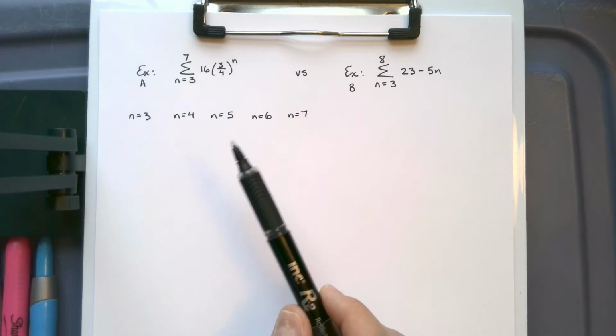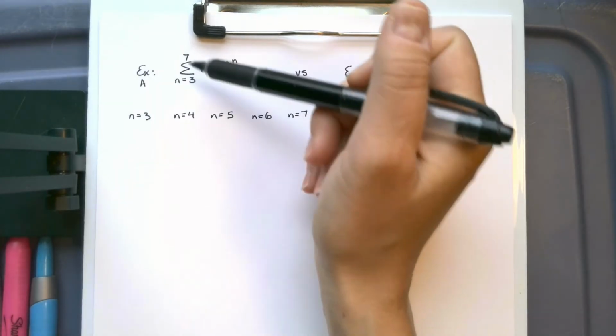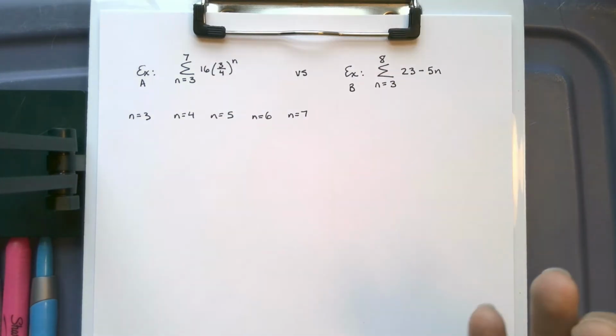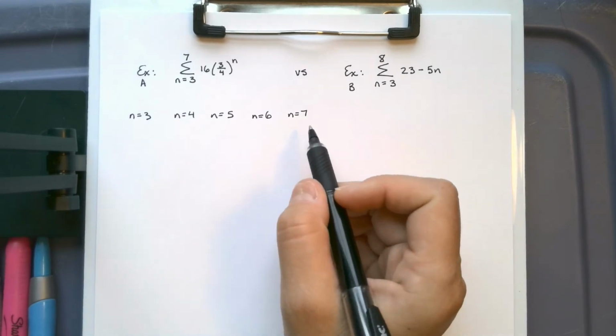Most people will tell you that means 4 terms, but when you're counting things out physically, you actually have to consider that you've got that one additional piece in there. The difference between 3 and 7 is 4, but the count of items from 3 to 7 is 5. So you've got to be really careful with that. So anyway, we're going to have these 5 terms.